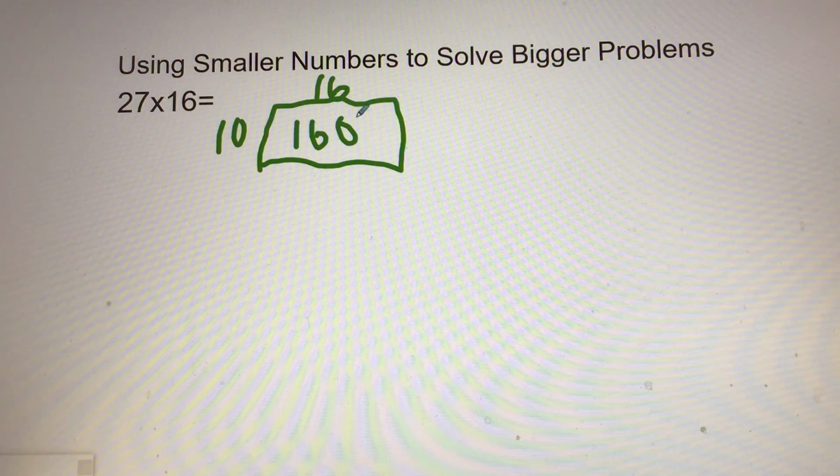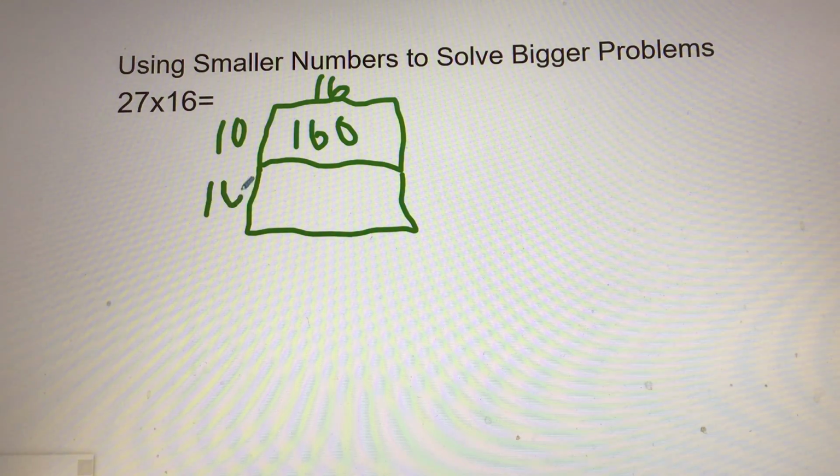Remember, I want to get to 27. So I already have 10. Well, I'm going to do 10 more because, again, I know that one in my head. So another 10 is 160. Okay, I have a 10, 10, which is 20. Now I need 7 more.